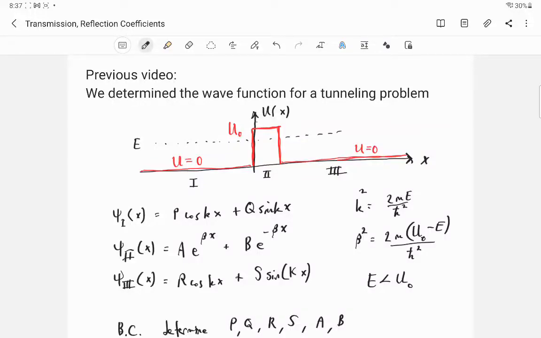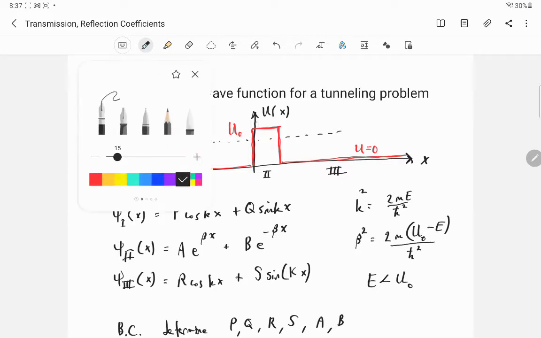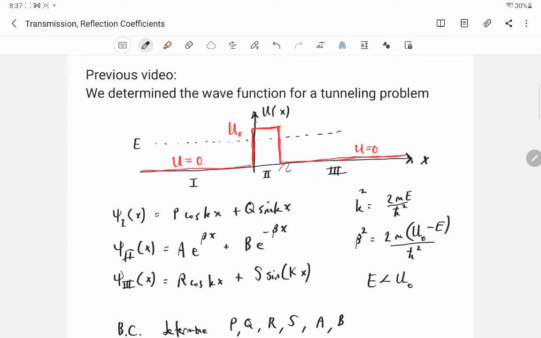Hi, in a previous video, we determined the wave function for a tunneling problem. The tunneling problem in particular was this rectangular barrier potential. It had a width we were calling W and a height that we were calling U sub 0. So let me put in the W, so that it was of width W.